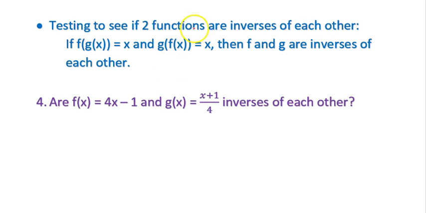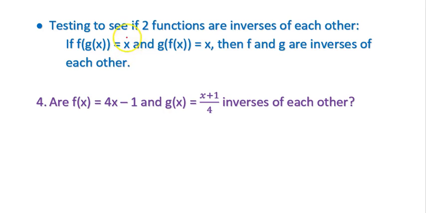Now we're also to the part of the lesson that might be new to you. This is a concept that we use in the upper level math for several different things. Let's read this together. If f of g of x equals x and g of f of x equals x, then f and g are inverses of each other.